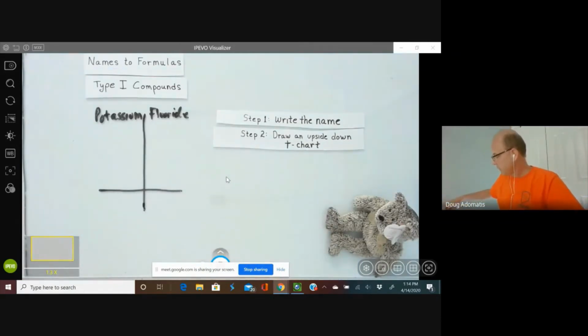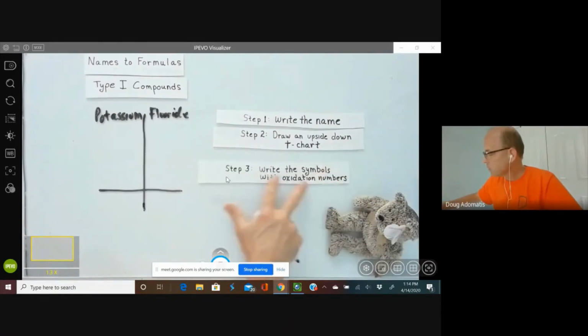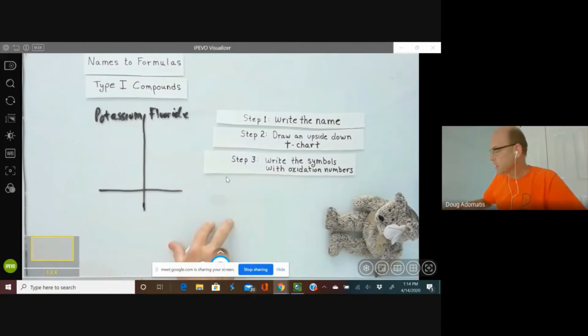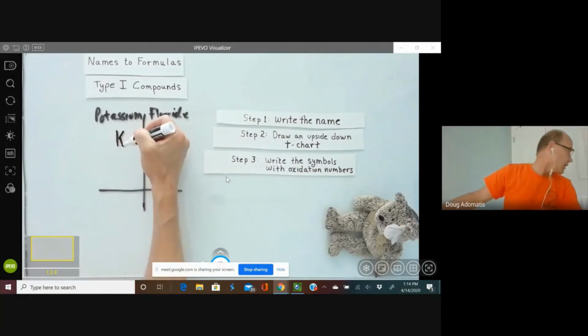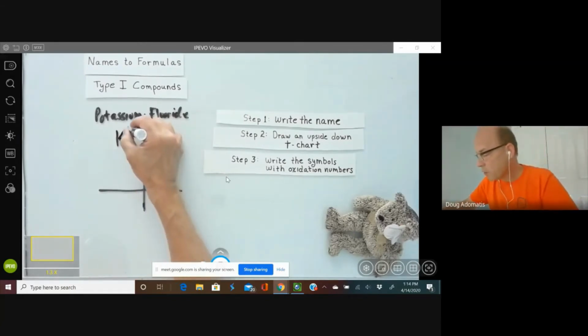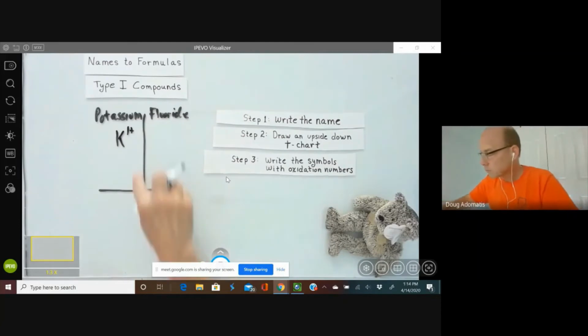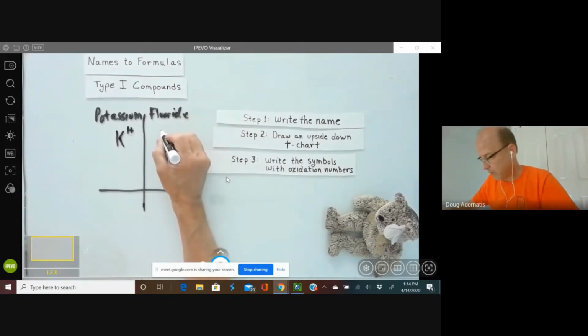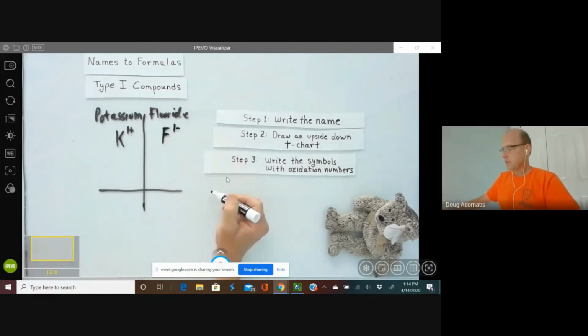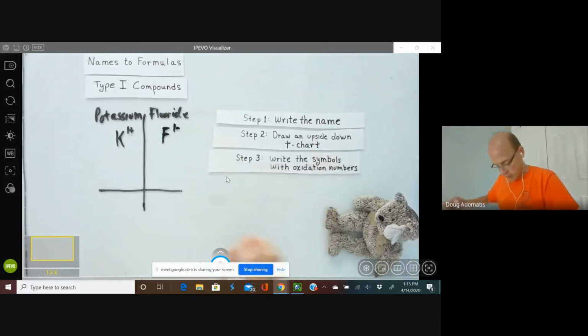All right, draw an upside down T-chart, and then I want you to write the symbols with their oxidation numbers. Okay, so the symbol for potassium is a K, and that is a group 1 element, so it's a 1+. All right, and then fluoride is just a name for fluorine when it's in the compound, right? So you're not going to find fluoride on the periodic table, but you will find fluorine. Fluorine is a 1-. Okay, so we wrote the symbols with their oxidation numbers.